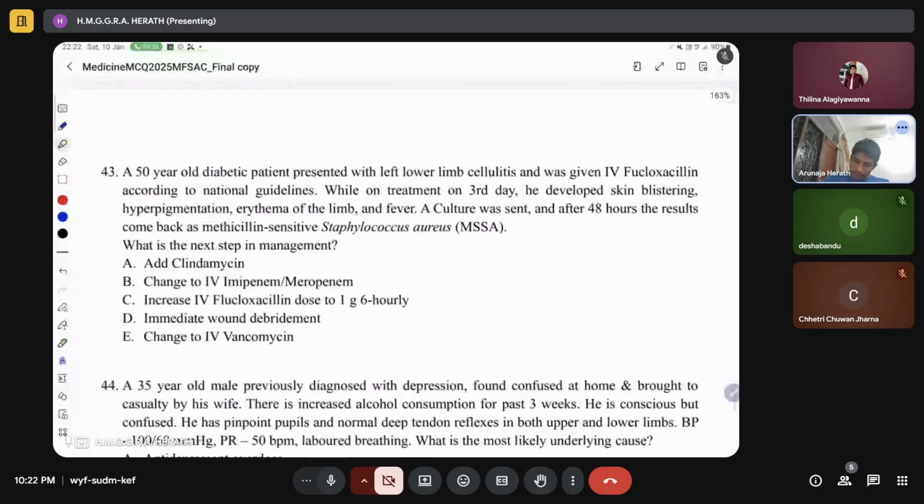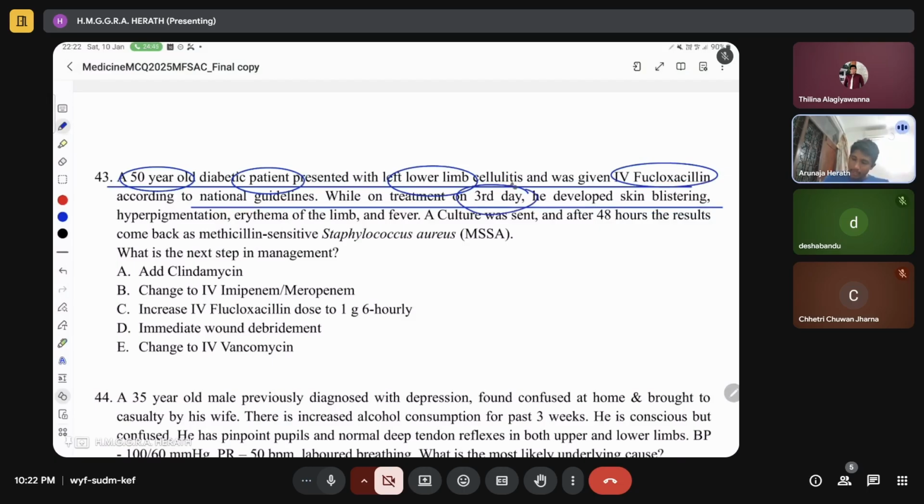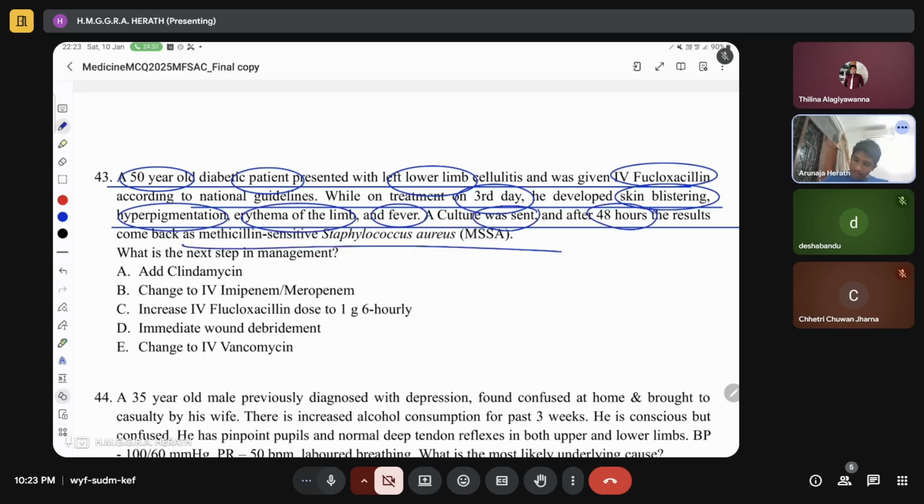We'll go to the next one. A 50-year-old diabetic patient presented with left lower limb cellulitis and was given IV flucloxacillin according to national guidelines. While on treatment, on the third day, he developed skin blistering, hyperpigmentation, erythema, and fever. A culture was sent, and after 48 hours the result came as methicillin sensitive Staph aureus. What is the next step of management?